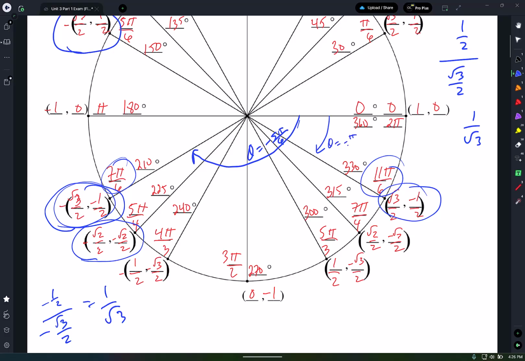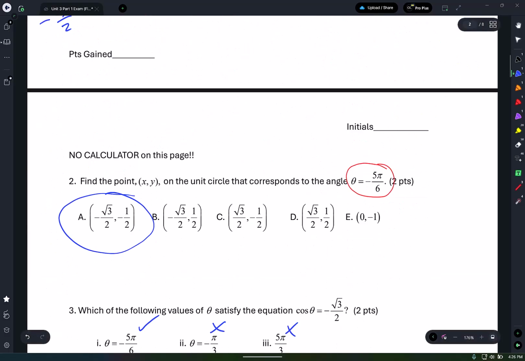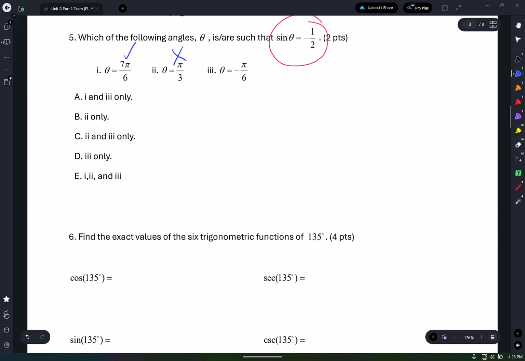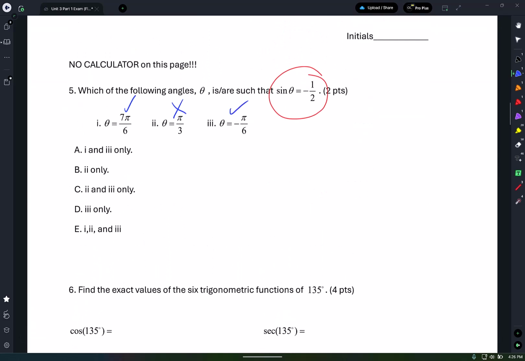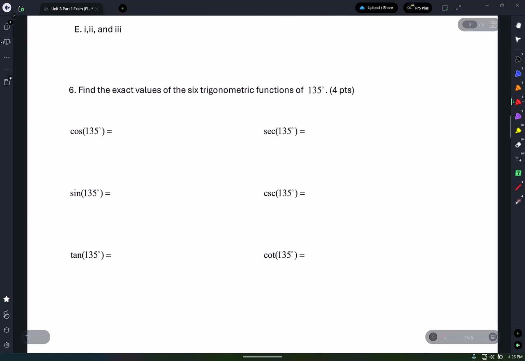See? Cool, right? So that's a 1. That's the answer. So 7 pi over 6 and negative pi over 6. So 1 and 3. How do we feel? Okay.